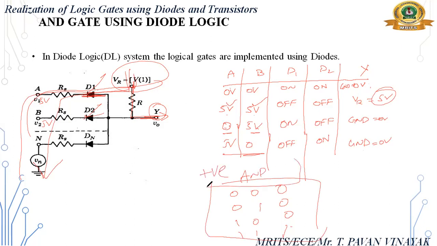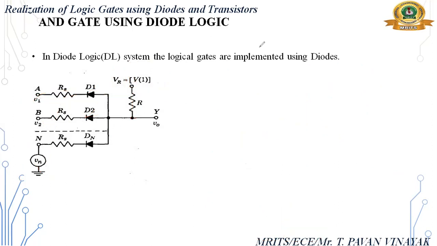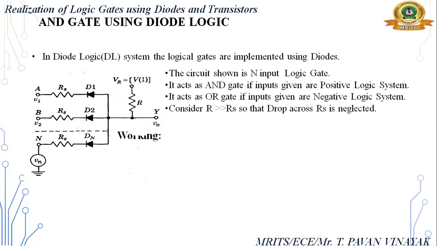Positive logic AND gate. So positive logic AND gate means we can call it a negative logic OR gate also. We can call this circuit a negative logic OR gate also. Right? So this is the working of AND gate using diode.